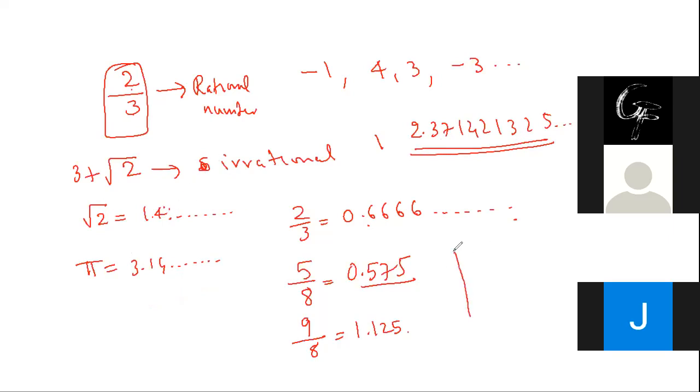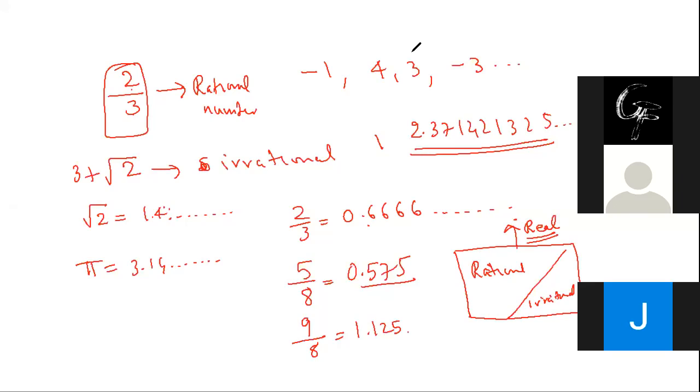So in a real number system, there are two types of numbers. One is rational and the other is irrational. Rational and irrational numbers, they both together give you real numbers.